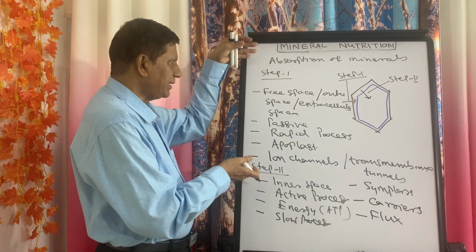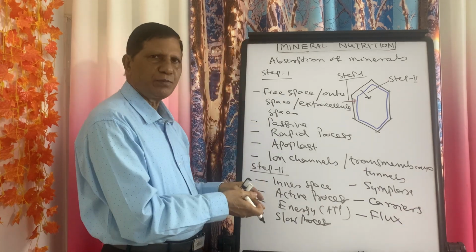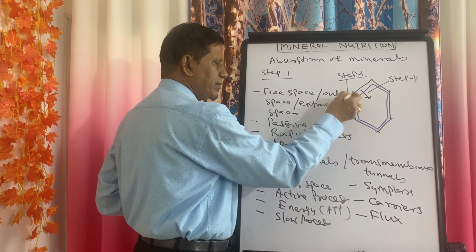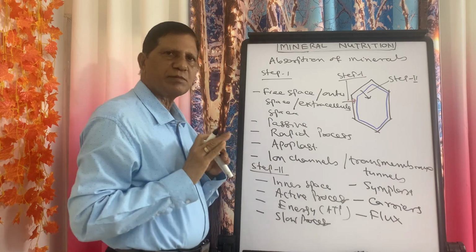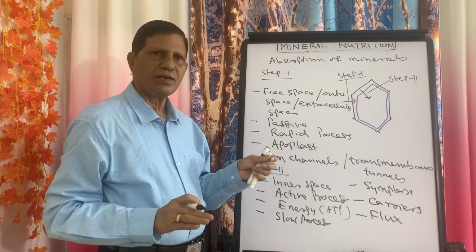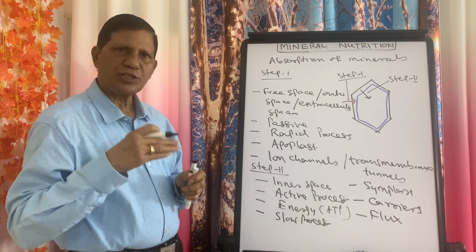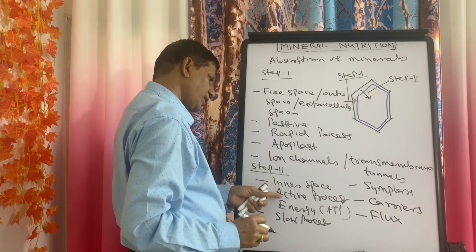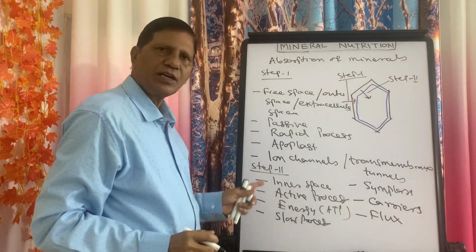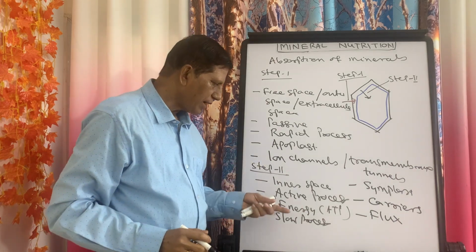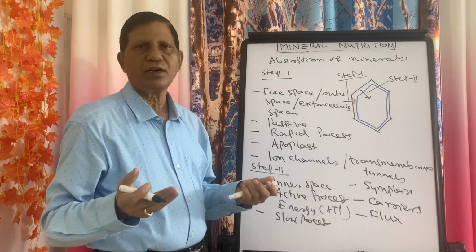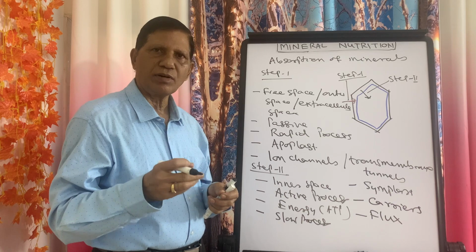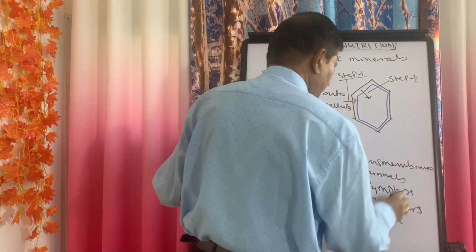So these are the two steps, step 1 and step 2. In step 1, it enters into the outer space, that means the space between the wall and the membrane. It is completely passive and takes place very rapidly through the ion channels. It doesn't require any energy. While in step 2, it moves from this outer space into the cell, which is the inner space. That is an active process that requires energy, and this movement is symplastic. It takes the help of some carriers, and the movement of ions into the cell is known as flux.